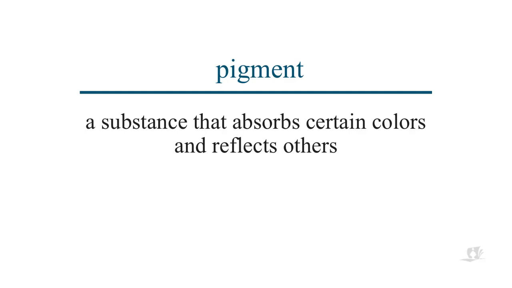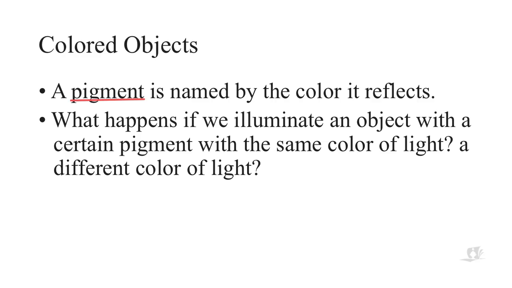So the first term here is pigment. I think it's actually the next blank as well, but it's a substance that absorbs certain colors and reflects others. So when you see, and we'll show you the picture, a red apple, it's actually absorbing all the other colors. It's reflecting the red. And that's why you are picking up on that color from that object. It's absorbing the other two. It's reflecting the one that you see. So a pigment is named for the color it reflects.